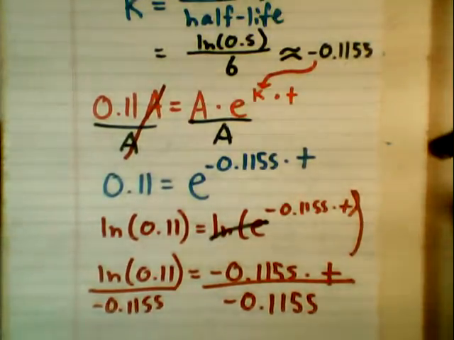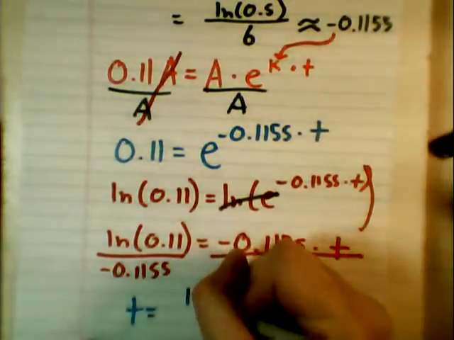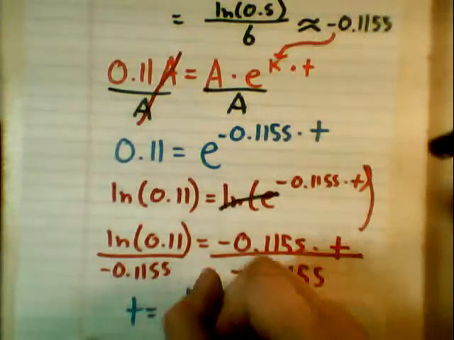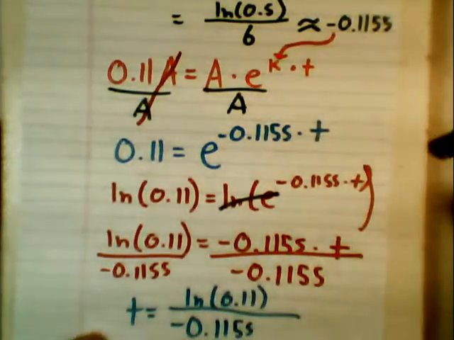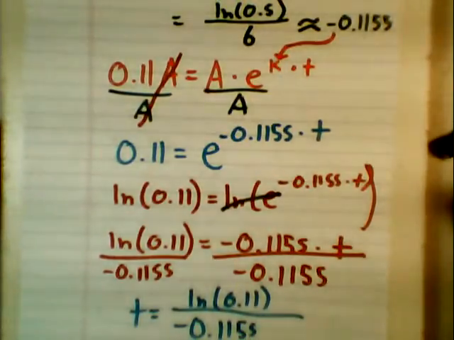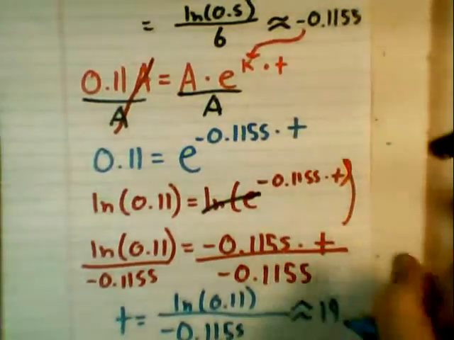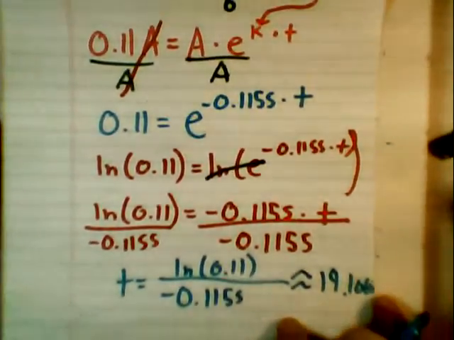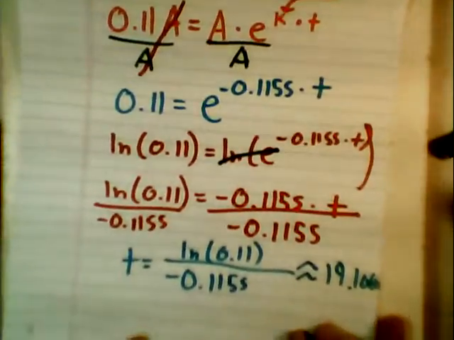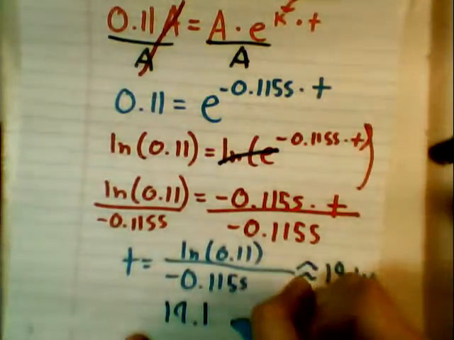So t, or the number of days they had to wait till they could eat the hay, is equivalent to this. And if you put that in your calculator, you'll get approximately 19.1065. And I believe it asks you to round to 1 decimal place, so that would round to 19.1 days.